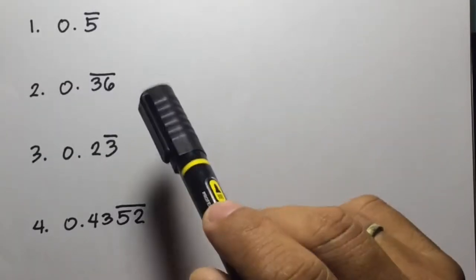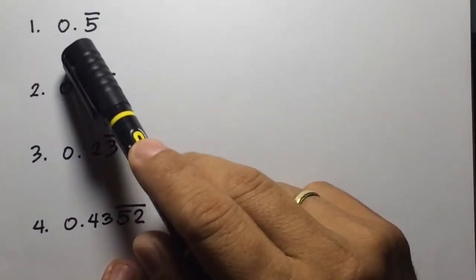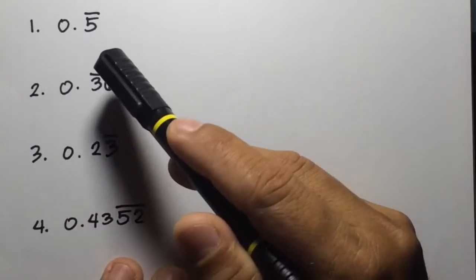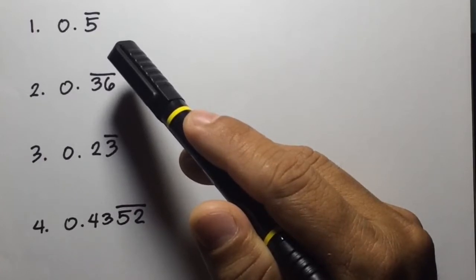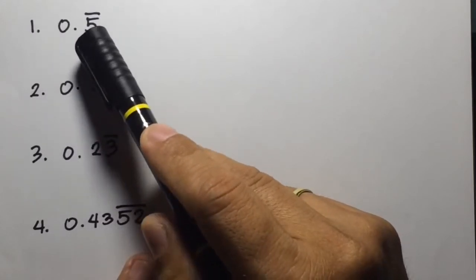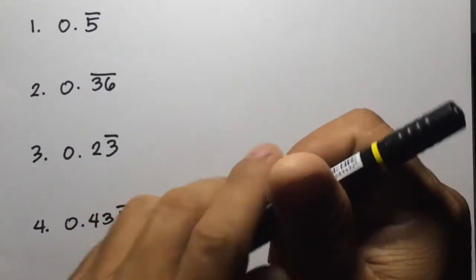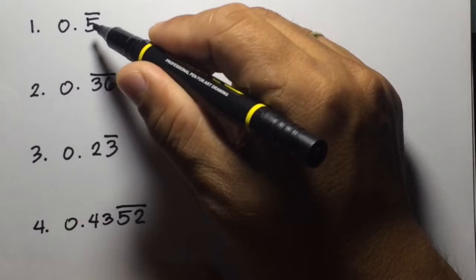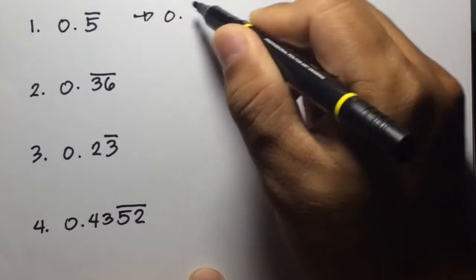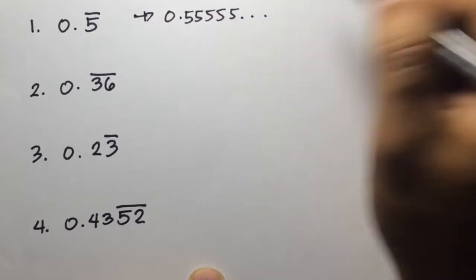This is a lesson for grade 7 here in the Philippines, and these are examples of these numbers. These are called repeating decimals, repeating and also non-terminating. Example number 1 is 0.5 with a bar on top of the 5. This means that 5 is repeated indefinitely, so this is equivalent to 0.55555 and so on, with no ending.